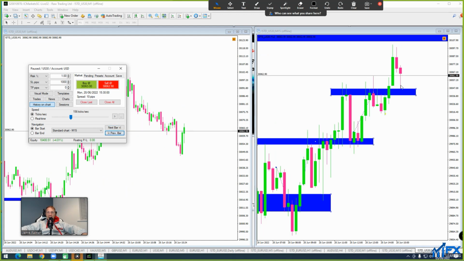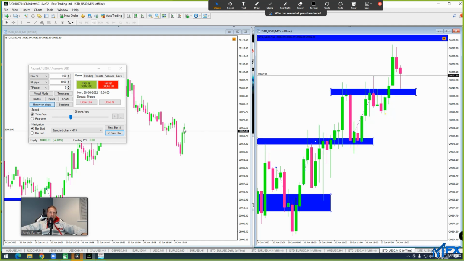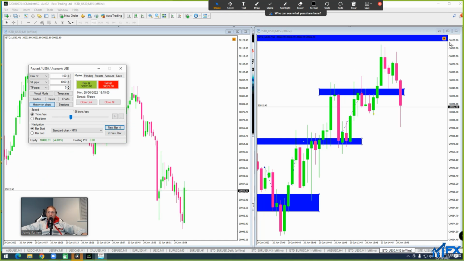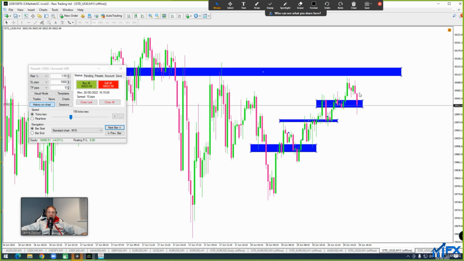Here. See how price touches that level. But I'm not going to take a buy there. I want to see an actual price come down further to that level. Here we go. Now we spike through this level.